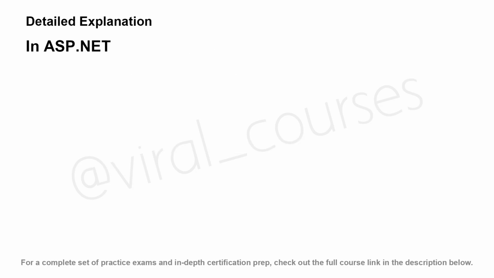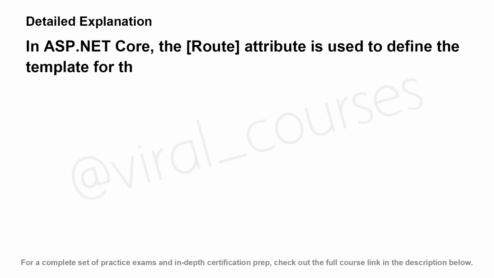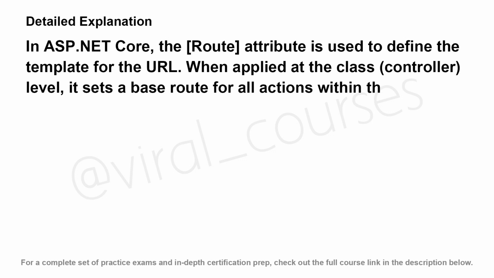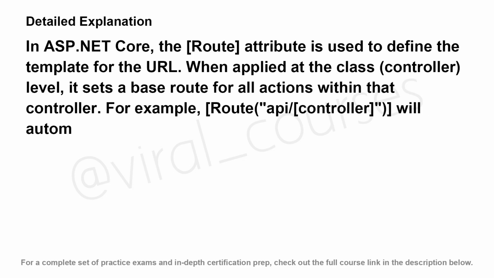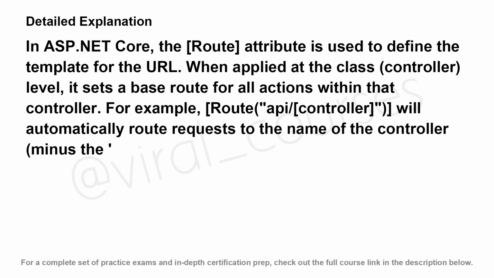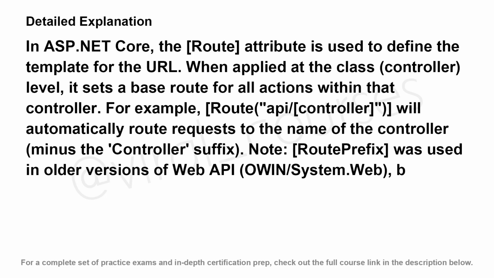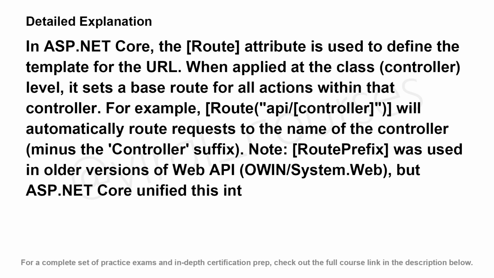In ASP.NET Core, the Route attribute is used to define the template for the URL. When applied at the class controller level, it sets a base route for all actions within that controller. For example, Route("api/[controller]") will automatically route requests to the name of the controller, minus the controller suffix. Note: RoutePrefix was used in older versions of Web API, in System.Web, but ASP.NET Core unified this into the Route attribute.